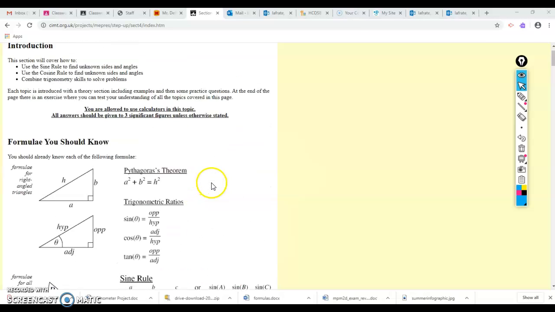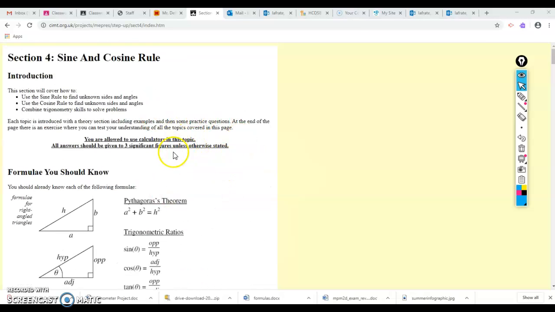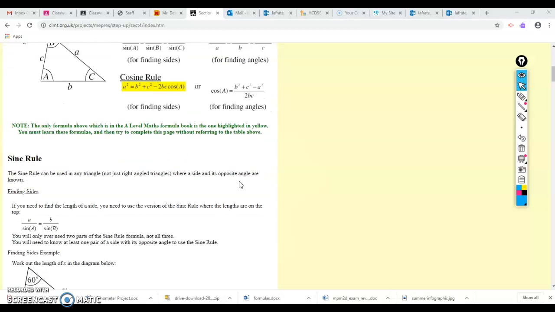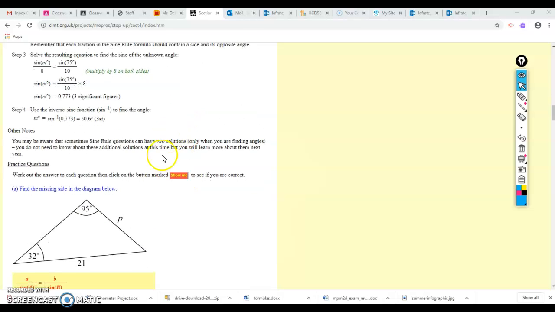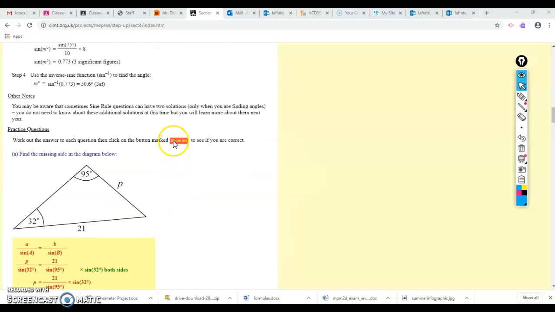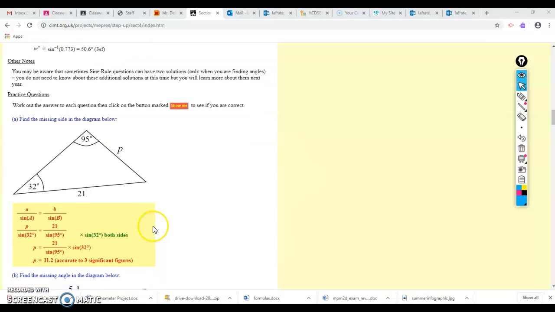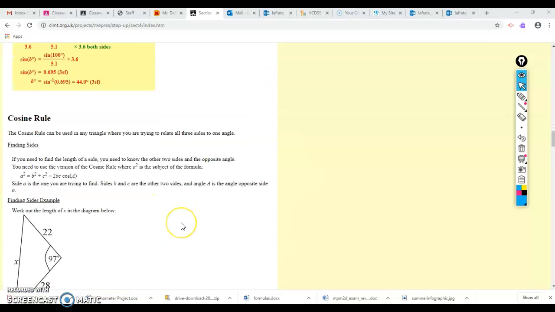So if you use this website as a good review tool, it will be helpful to understand the different concepts that we've seen so far. There's an explanation of the sine rule provided, along with some examples and walkthroughs. Then there's some practice problems you can do, where you can try the problem out and then verify your work to see that you're on the right path.